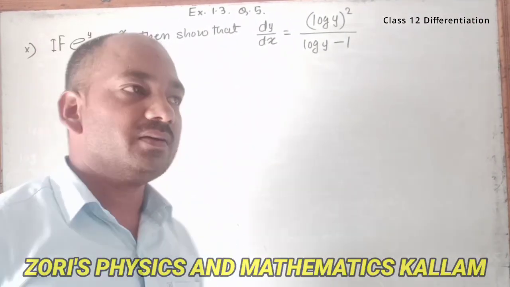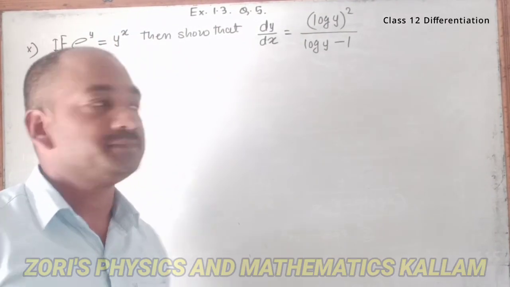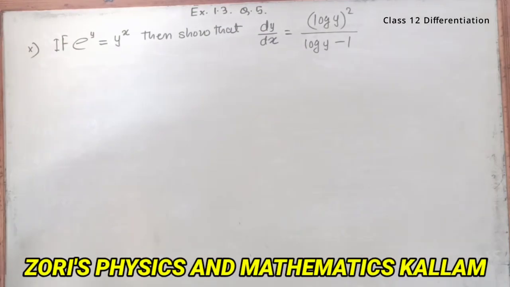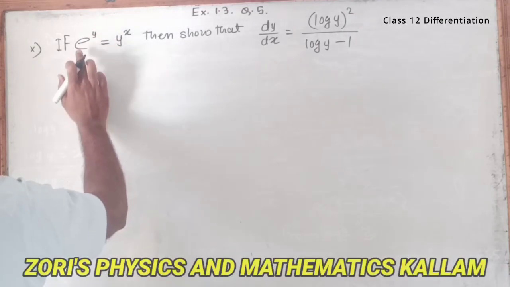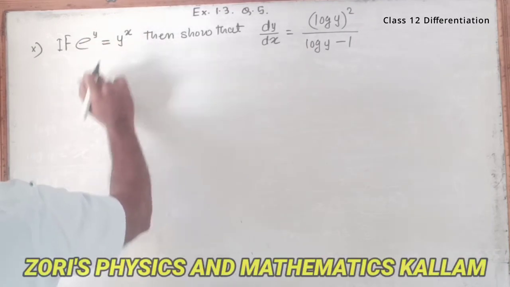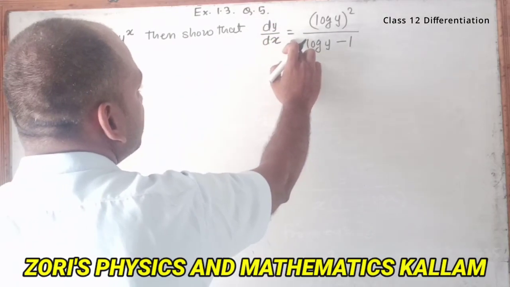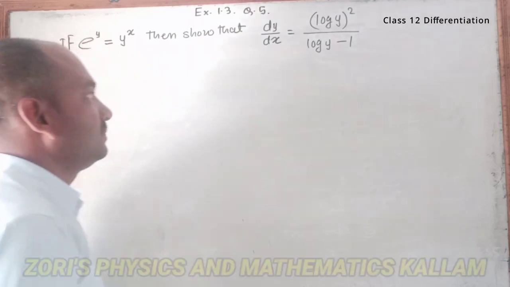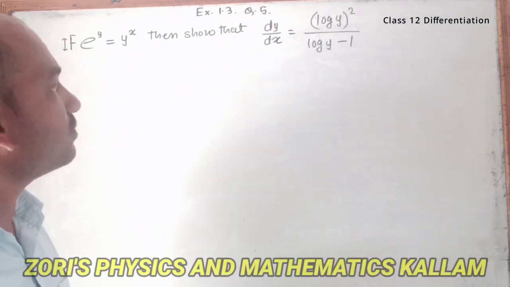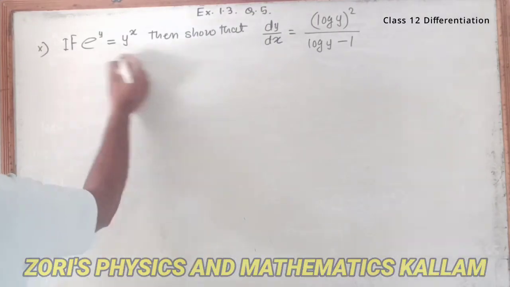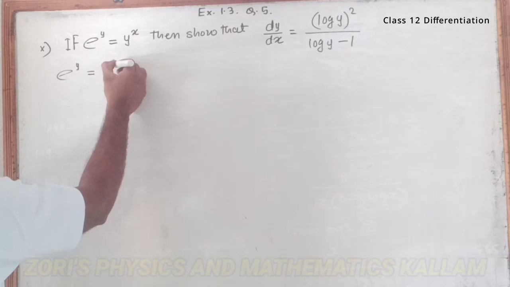Now we are starting the last question of this exercise 1.3, question number 10 from main question 5. If e raised to y is equal to y raised to x, then show that dy/dx is equal to (log y) square divided by log y minus 1. So very first, take e raised to y is equal to y raised to x.